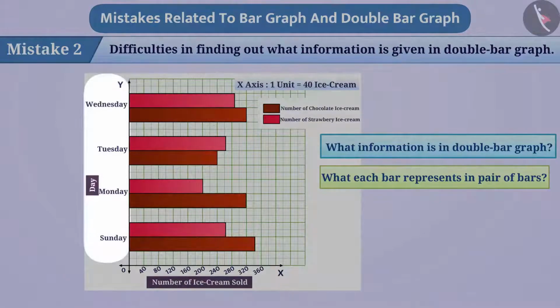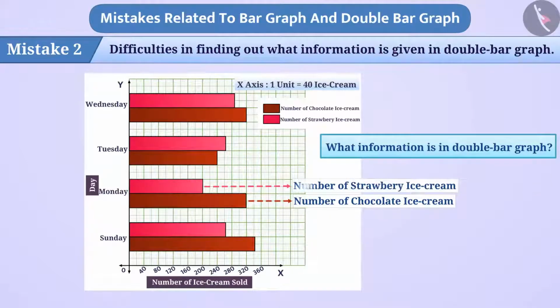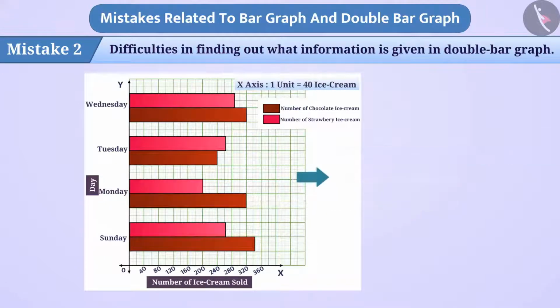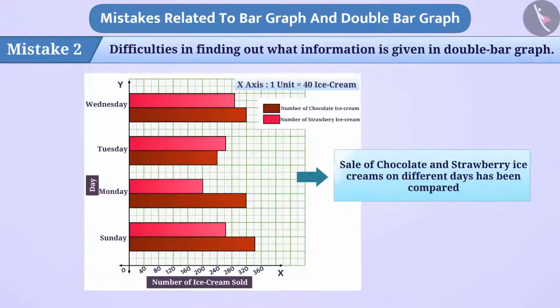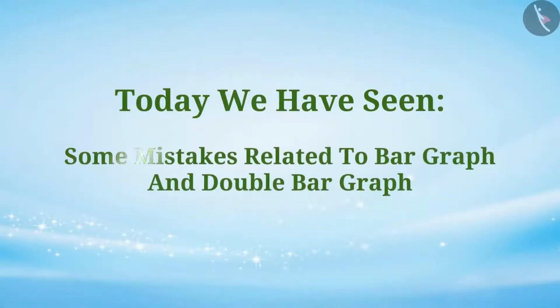Here, the number of ice creams sold is shown on the x-axis and the days are shown on the y-axis. Here, the brown bar represents the number of chocolate ice cream and the pink bar represents the number of strawberry ice creams. With this understanding, we can say that sale of chocolate and strawberry ice creams on different days has been compared in double bar graph shown. So today we have seen some mistakes related to bar graph and double bar graph.